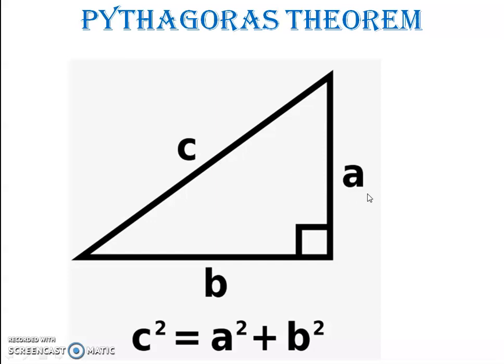Once again, what is Pythagoras theorem? Pythagoras theorem states that A square plus B square is equal to C square. That is, the square on the hypotenuse is equal to the sum of the squares on the legs. Hope you remember that. If you don't understand, please go and watch the previous video. Now let us see the problems based on Pythagoras theorem.